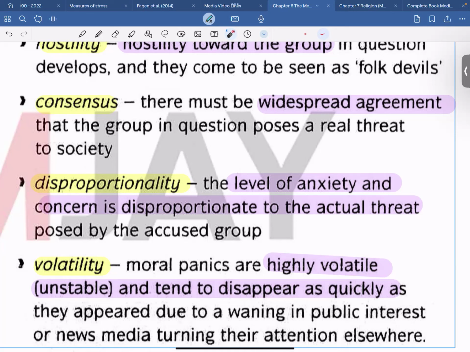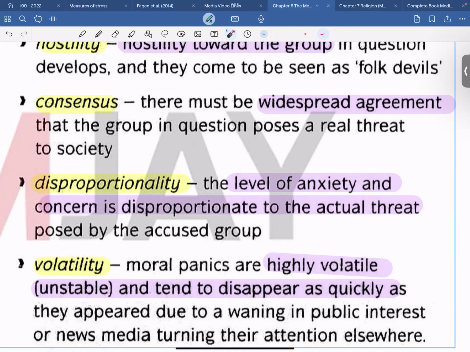The word consensus means mutual agreement, the point that there's mutual agreement within a society that the group being talked about, the group that has received a lot of attention from the media, is actually a real threat to society as a whole. Number 4, disproportionality. What does the word disproportionality mean here?